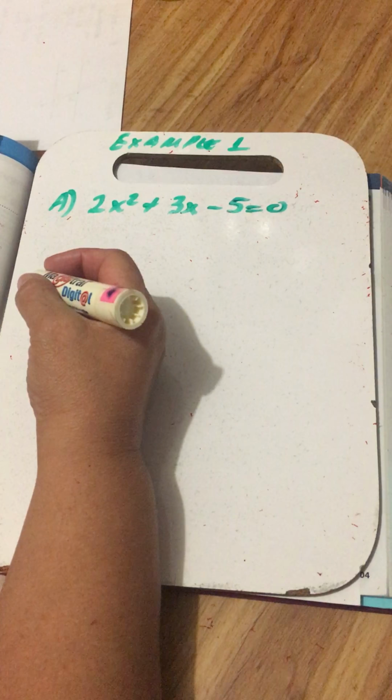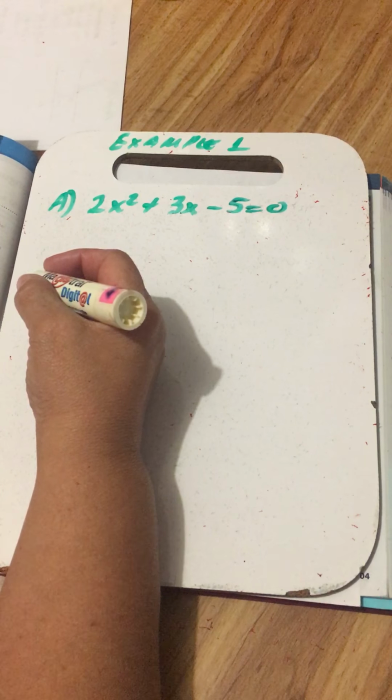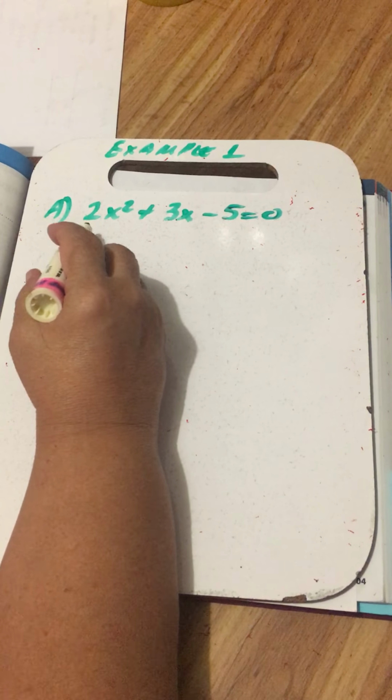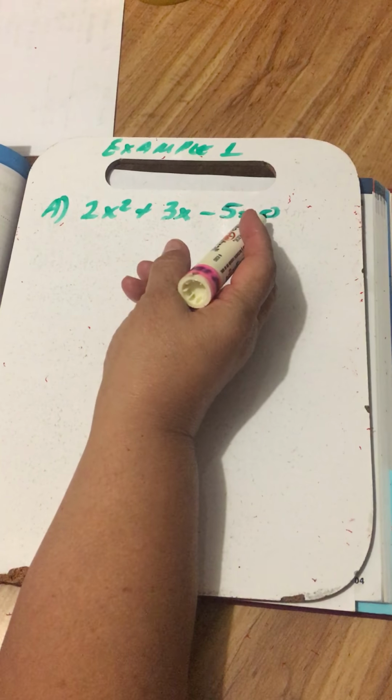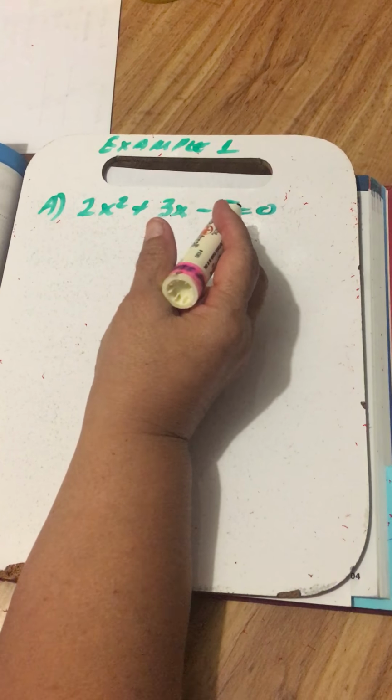Okay, example 1 on page 604. Now we have this complete quadratic equation. The first thing that you have to do is to find the coefficients A, B, and C. A is the coefficient of x squared, so it's going to be 2. B is the coefficient of the linear term x, so that is 3. And C is the independent term, so we have minus 5.